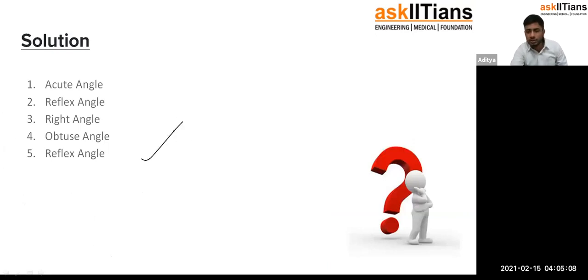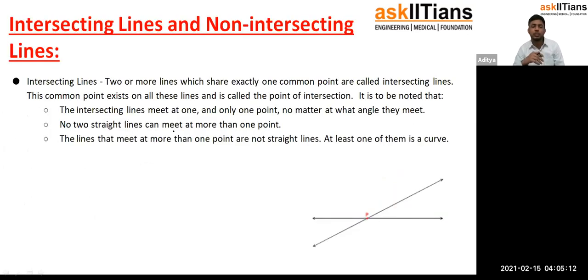Fine. So I hope this is clear to everyone. Very basic definitions. Now let us see something about what we mean by intersecting and non-intersecting lines, right? So intersecting lines: two or more lines which share exactly one common point are called intersecting lines. This common point exists on all these lines and is called the point of intersection.